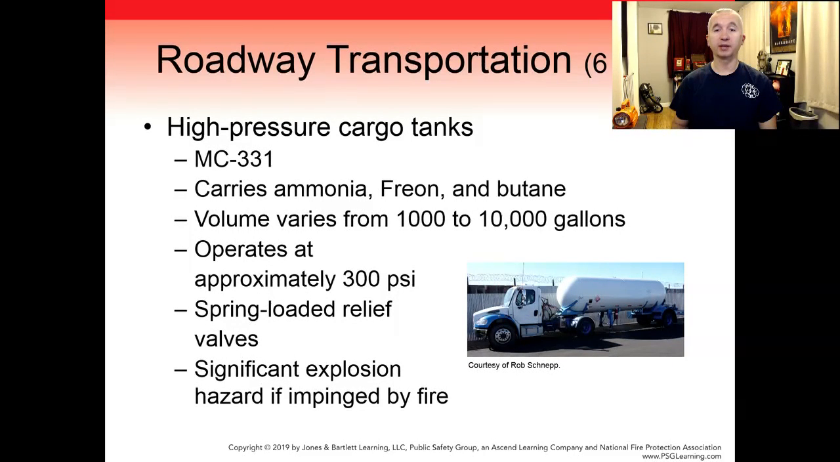High-pressure cargo tanks, or MC331. These types of tanks carry materials such as ammonia, propane, freon, and butane. The liquid volumes inside these tanks vary from 1,000 to 11,000 gallons. Physical characteristics can include rounded ends and are constructed of steel or stainless steel, and it is a single tank compartment with no dividers. It operates at approximately 300 psi and is equipped with spring-loaded relief valves to operate at 110% of designed maximum working pressure.